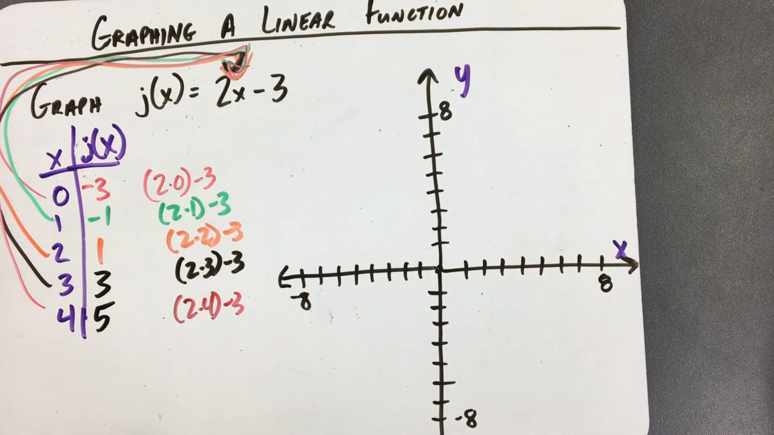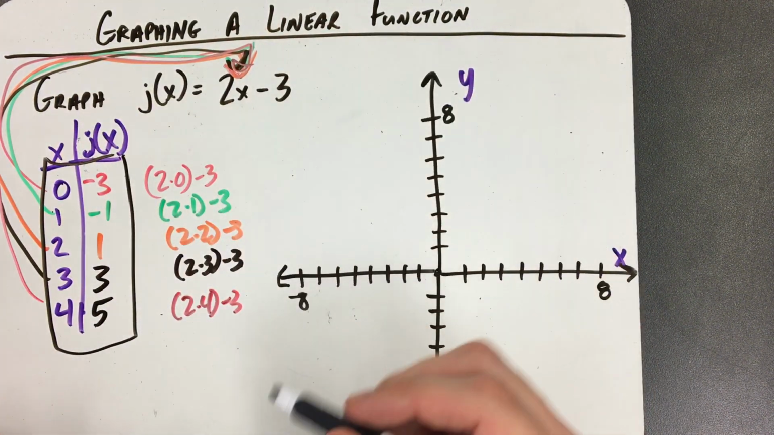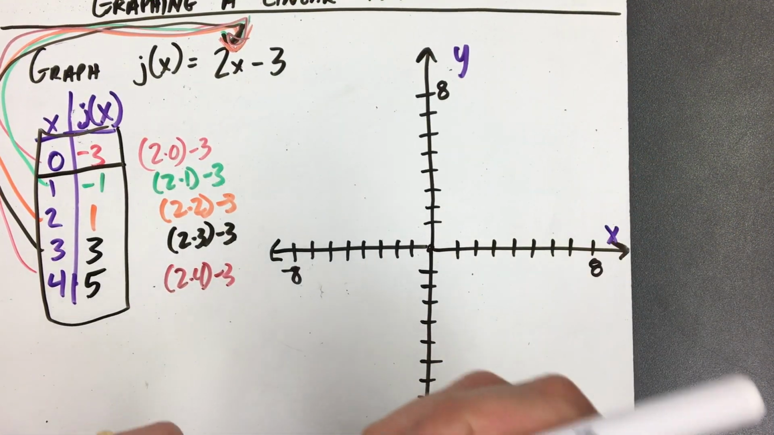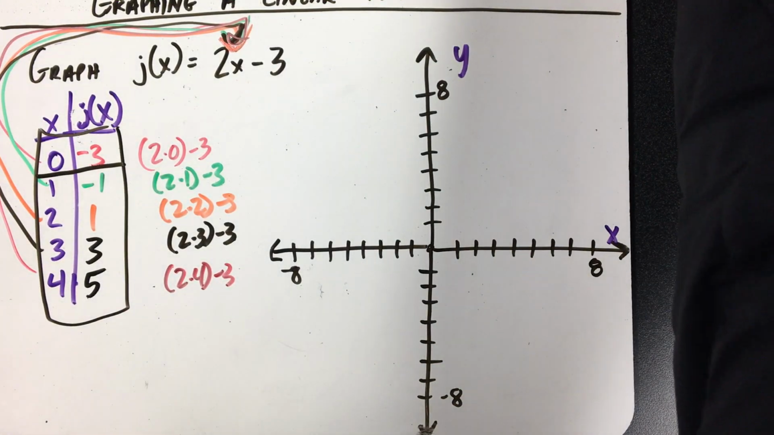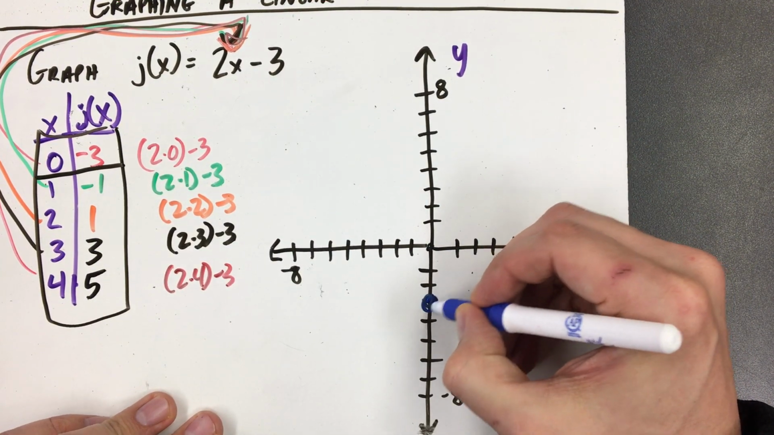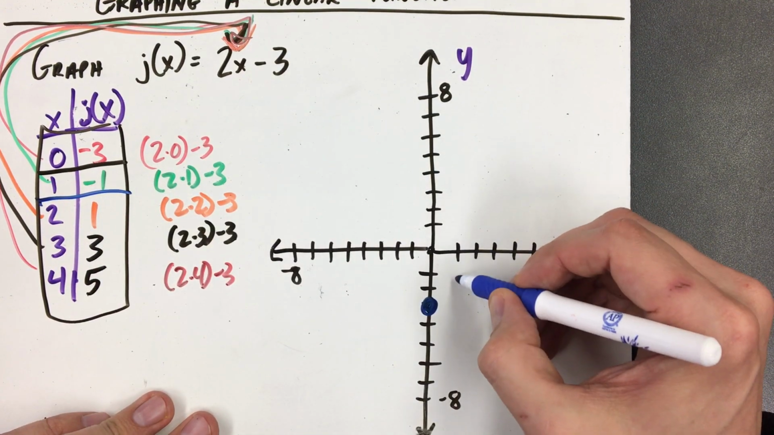So make a little x and y input-output chart. Here are your answers. This is actually the list of points you're going to graph. I'm going to graph the point 0, negative 3. I'm going to pick a different color because the black on the black is probably not going to show up very well. 0, negative 3 is one of the points on my graph. Boom, right there. The second point right here, 1, negative 1. 1 to the right and 1 down.